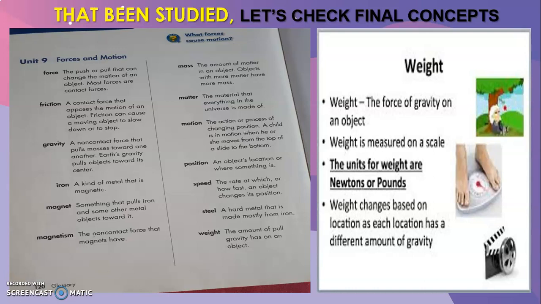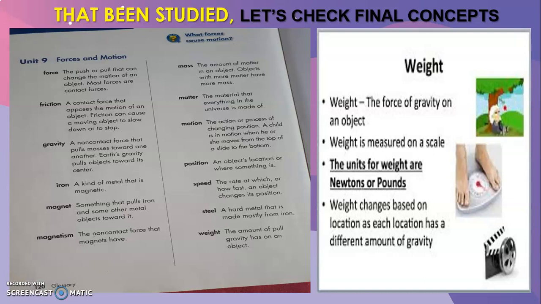Arlette, if you're there, can you help me do the reading? Gravity, a non-contact force that pulls masses toward one another. Earth's gravity pulls objects toward its center. I guess this is one of the clearest definitions that we have had. Gravity, a non-contact force: the center of the Earth, which is our planet, attracts objects toward itself.